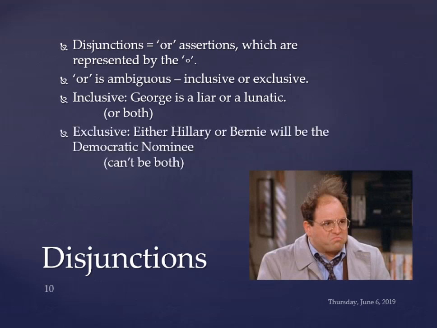Now you have to excuse me, I wrote this in 2016, and I think it's still pretty memorable and it kind of makes the point. Here's an example of the exclusive or: either Hillary or Bernie will be the Democratic nominee. Okay, so you can't have both in that situation. Only one person can get that job.